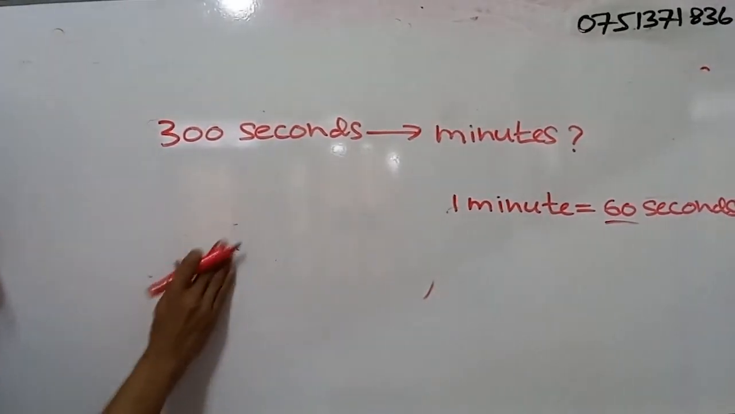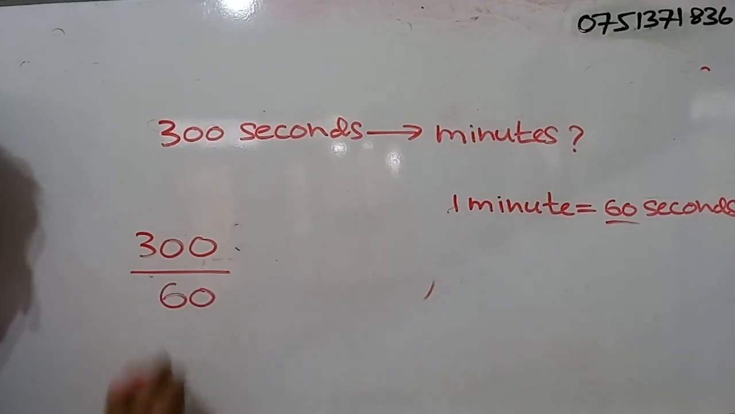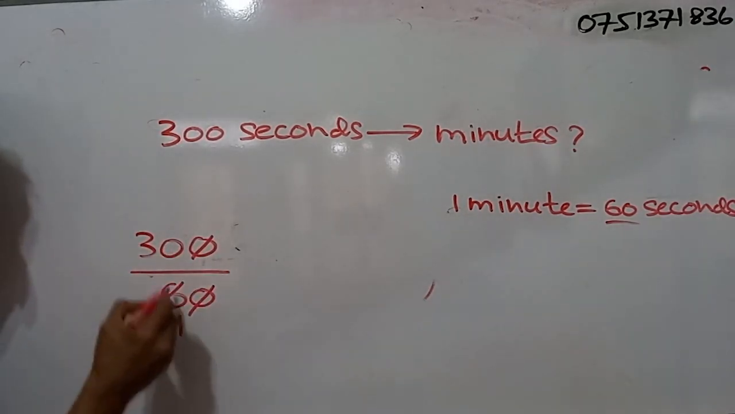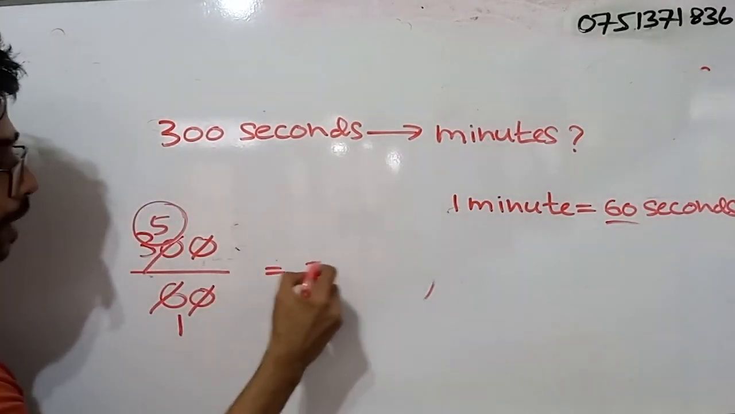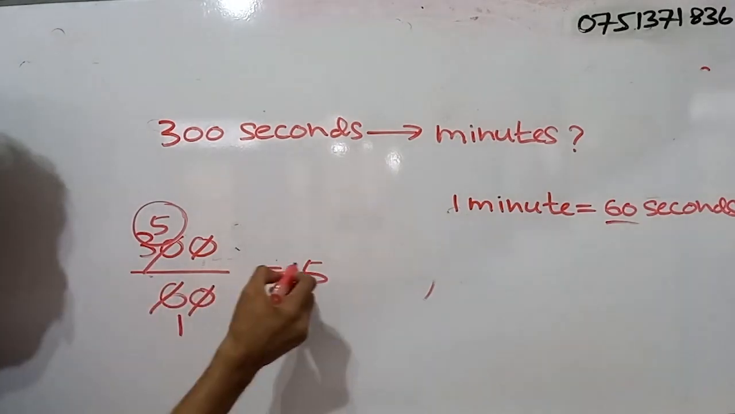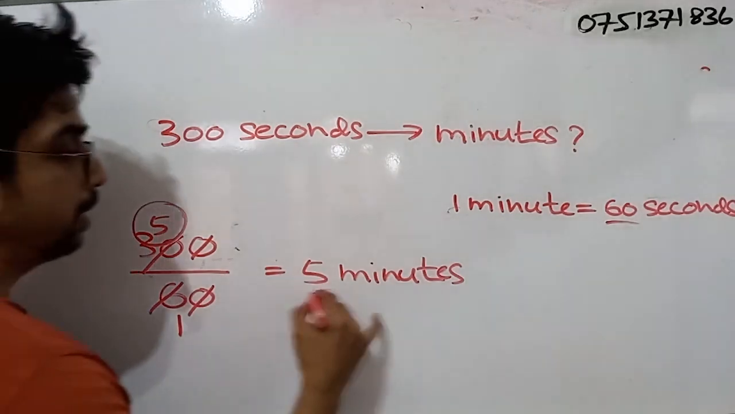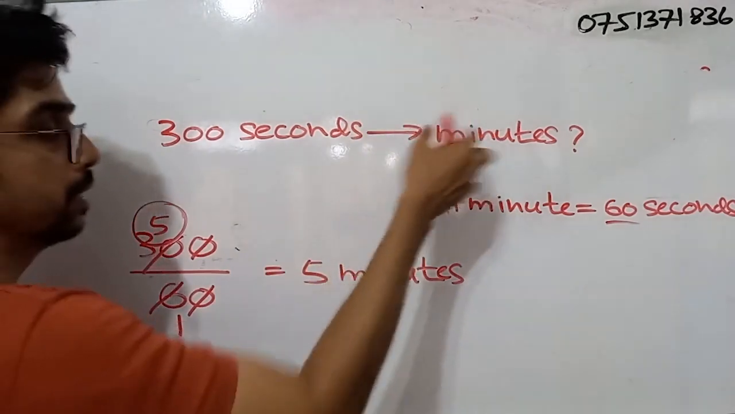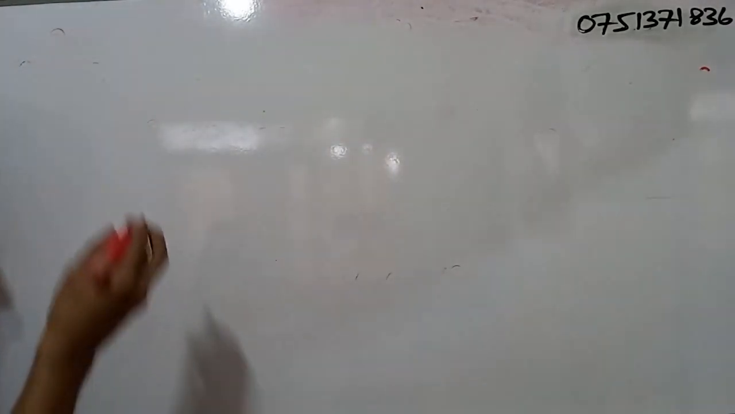Right. So 300, we have to divide this by what? 60. Right? So here we can cancel out the zeros. 6 times 1, 6 times 5. Right? So we get 5 as the answer, but this is what? This is minutes. So that is the way how we convert seconds into minutes. Now we will go through another question.